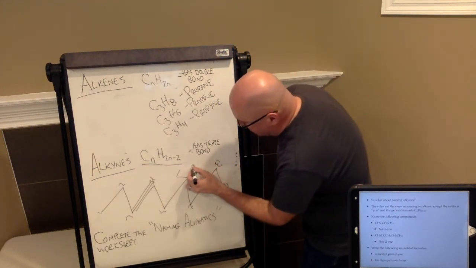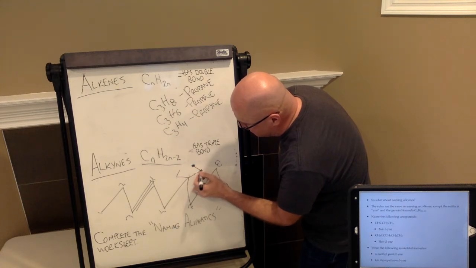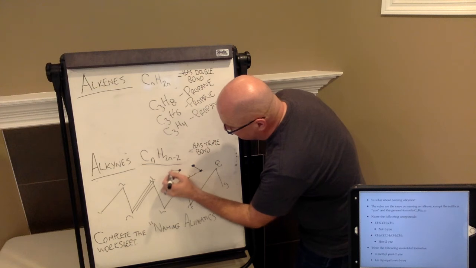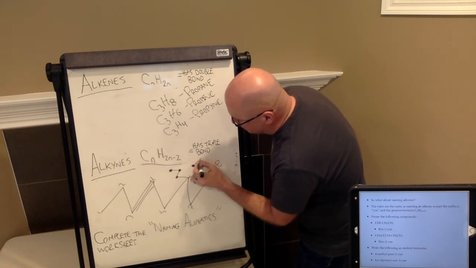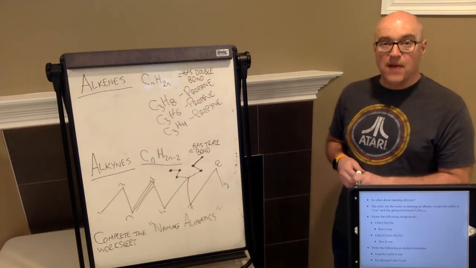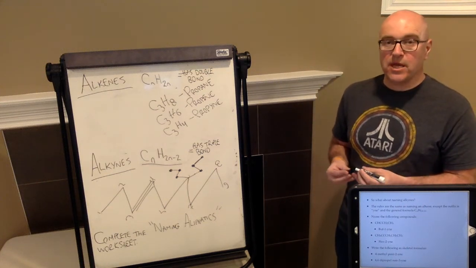This is indicating, oh, pardon me, not going to be 2. Prop is going to be 3. That would be ethyl side groups. There you go. There's your 6,6-dipropylnon-3-yne.